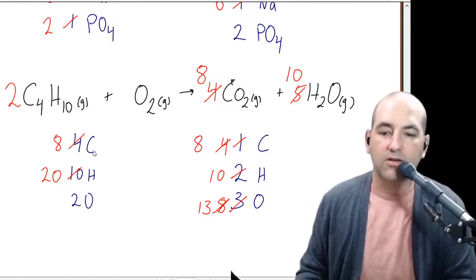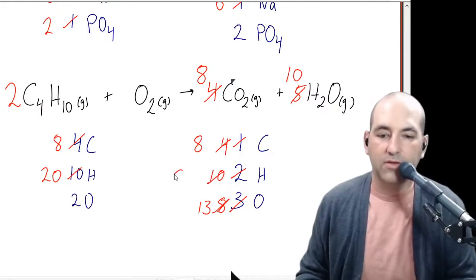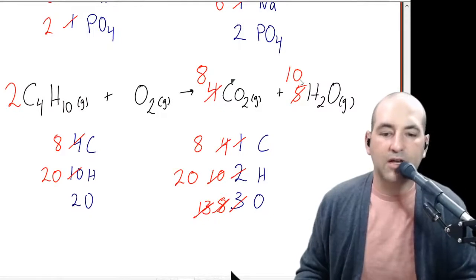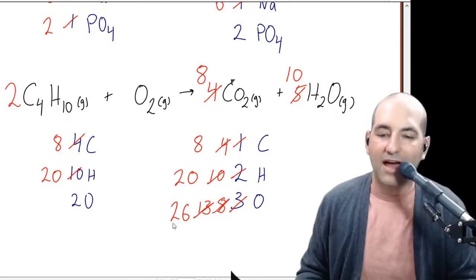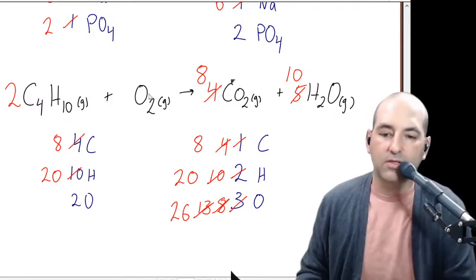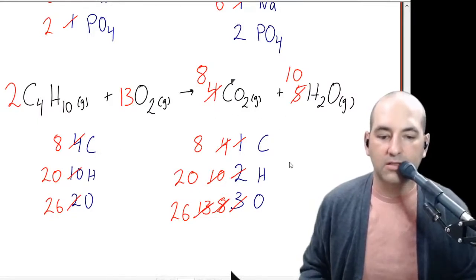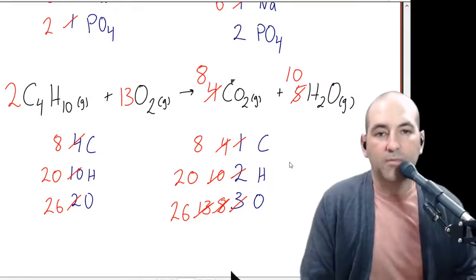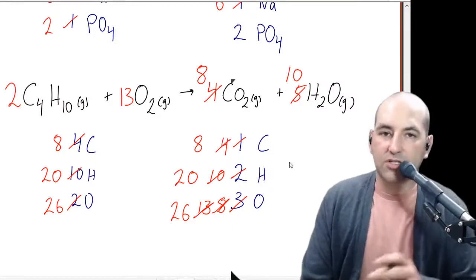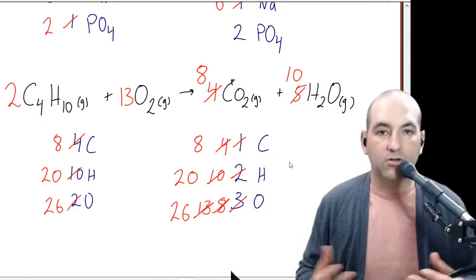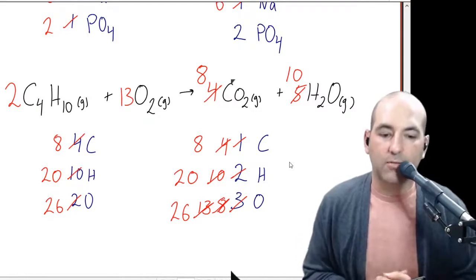You'll notice there's still 8 carbons on each side, and there's still 20 hydrogens on each side, so it's still balanced. But now instead of 13 oxygens, we've got 16 plus 10, which is 26. And that now is an even number. So we can say, okay, what times 2 is 26? Well, it's 13. And now our equation is totally balanced. All right, so when that comes up and you can't balance it by just adjusting one thing, you may need to change other things as well. You may need to double everything or triple everything to get some sort of common number that you can work with.